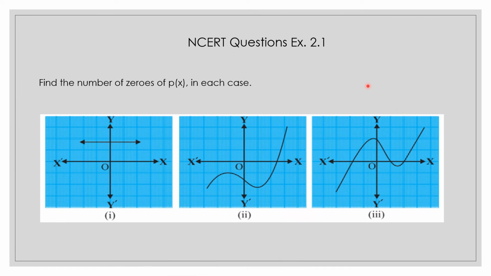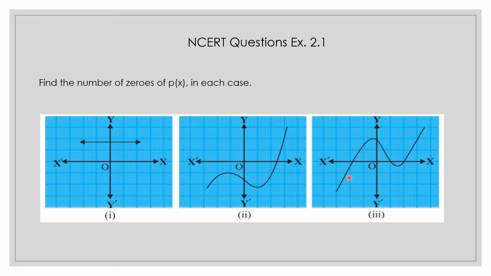Now here are some examples from exercise 2.1, which is from the NCERT textbook. Find the number of zeros of p(x) in each case, where x is the variable. For the first graph, we can see the line does not pass through the x-axis, which means the number of zeros is 0. For the second graph, it passes through the x-axis only once. That means there's only one zero, so it's a linear polynomial.